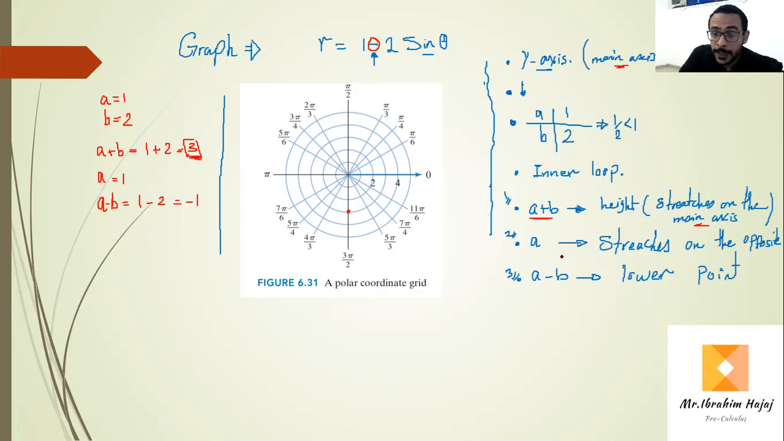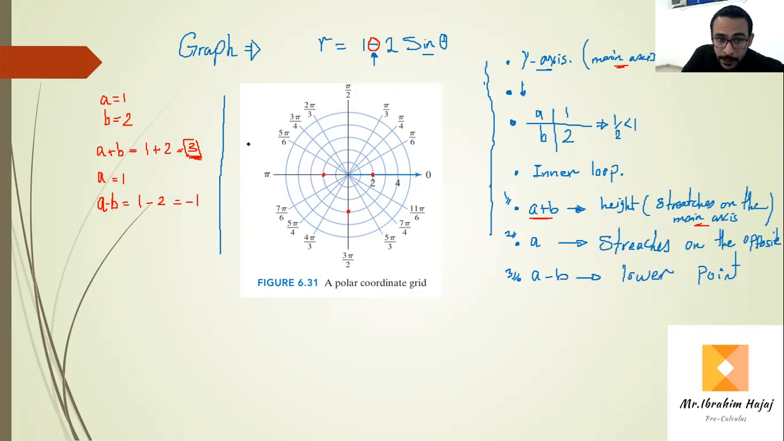Okay, then A stretches on the opposite axis. Where is the opposite axis? The x axis. Yes, on the x axis, I'm going to move 2 units. The first clear circle and the 2 here. So 1, 2, and on the left side 1, 2.